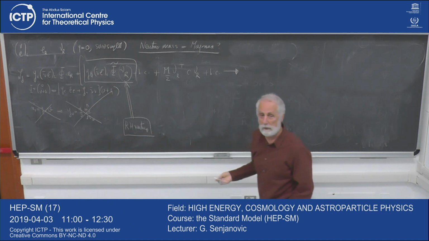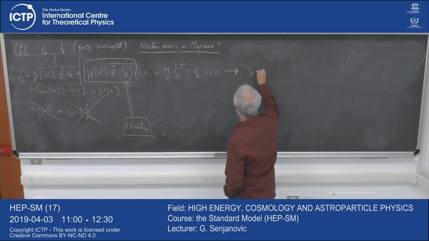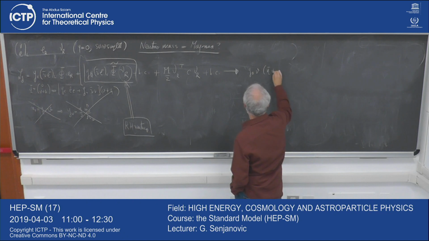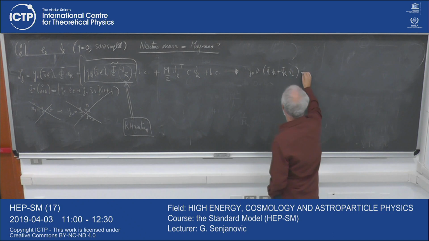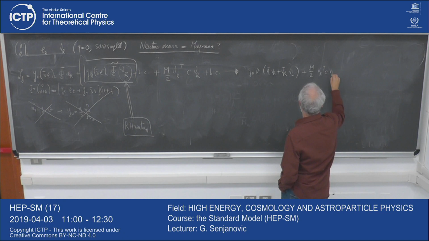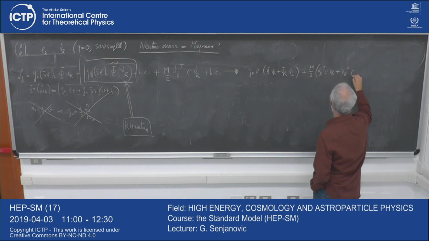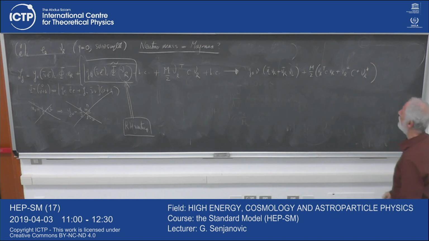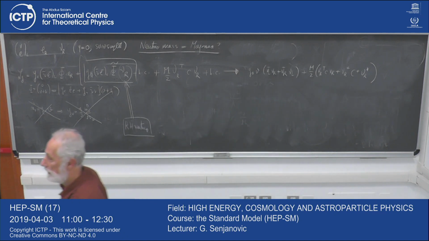There are actually two mass terms here. One is Yukawa Dirac times v, nu L bar nu R, plus nu R bar nu L, plus M over 2, nu R transpose C nu R, plus Hermitian conjugate. Let me write it. I have a complicated mass matrix to deal with.